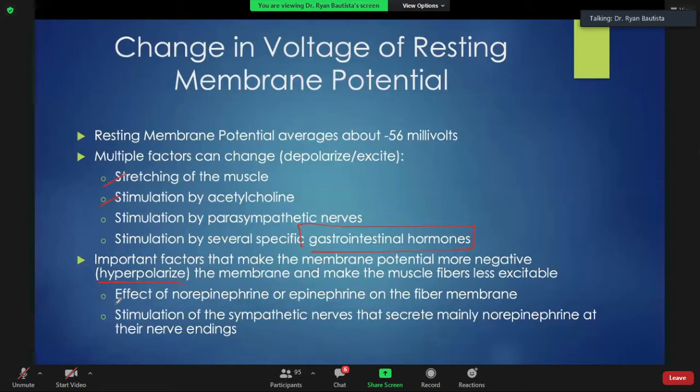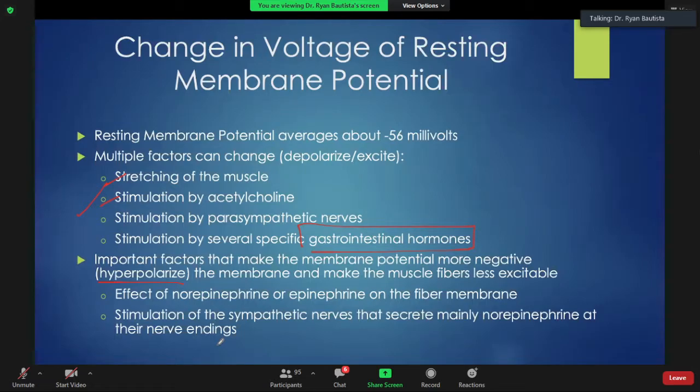The effect of your epinephrine and norepinephrine. Of course, sympathetic. Remember, when you are in danger, you don't want your stomach to contract. You're running away from the lion or danger, and otherwise you'll have diarrhea. Oh, that's dangerous. Or stimulation of your sympathetic nerve that secretes mainly norepinephrine at its nerve ending. So just remember, your parasympathetic helps in the peristalsis or contraction of your smooth muscles, while sympathetic inhibits it.